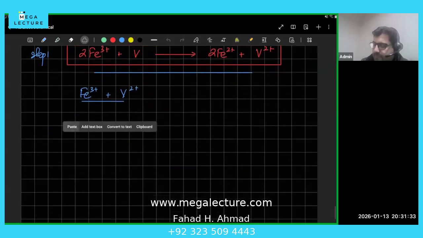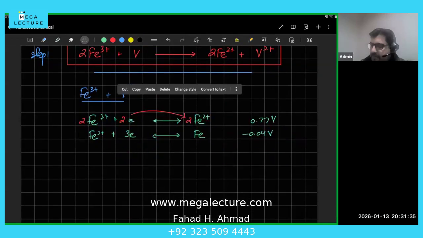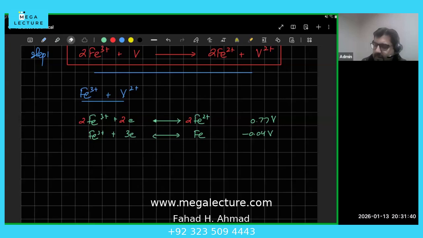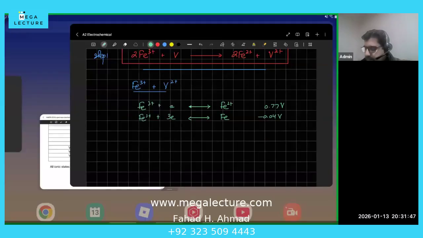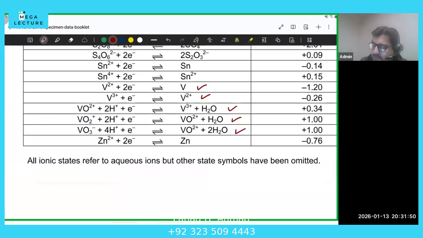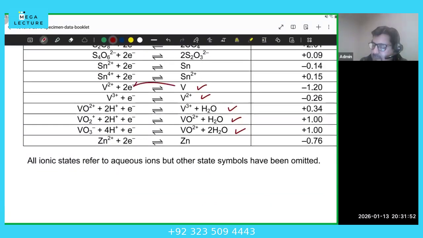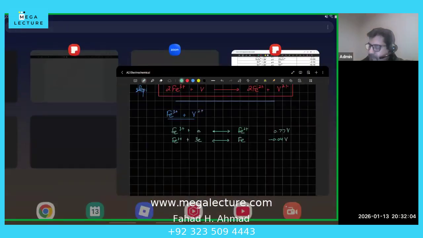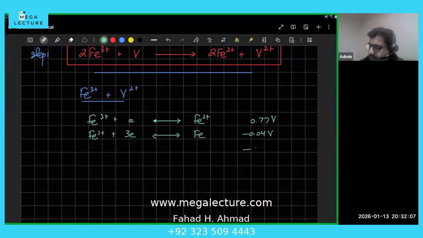I'm going to see whether V2+ will get further oxidized or not. Let's remove this, and this too. So I'm going to figure out what happens to V2+. The first step is done: V turned into V2+. Now I'm trying to figure out whether it will lose more electrons. The second one, V2+ and V3+, is minus 0.26. Let me write that first, minus 0.26.